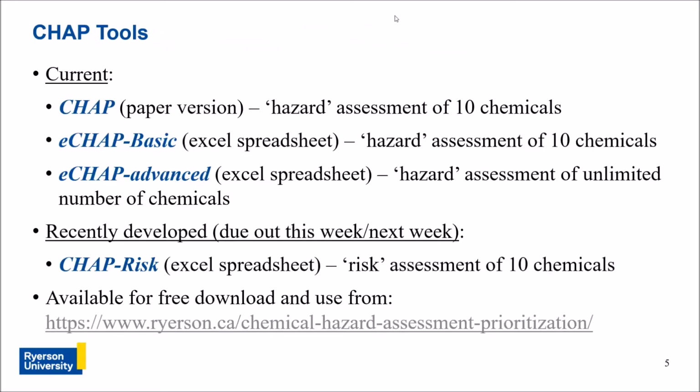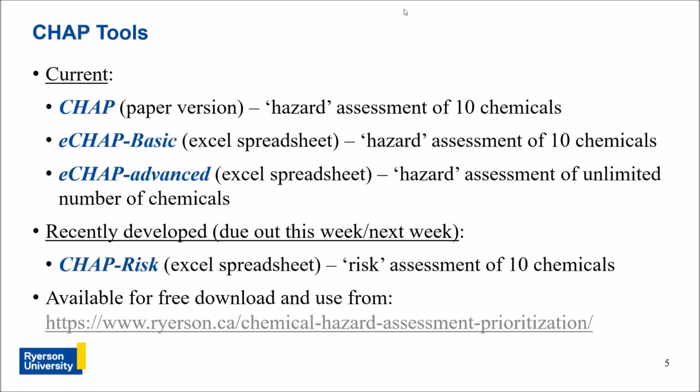And so we felt that the easiest and cheapest way to make an electronic tool was to use existing software. So we landed on using Excel and developed a spreadsheet version of the hazard assessment. We had two versions: eCHAP Basic, which did a hazard assessment of 10 chemicals, and eCHAP Advanced, which did a hazard assessment of an unlimited number of chemicals.